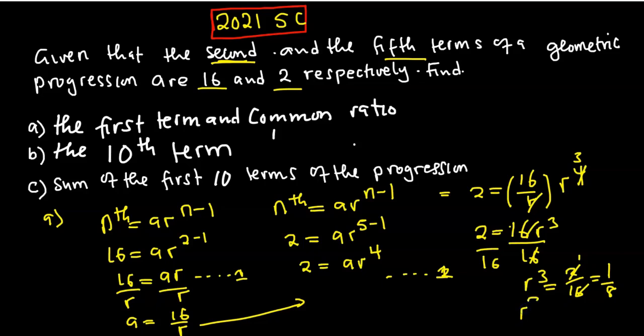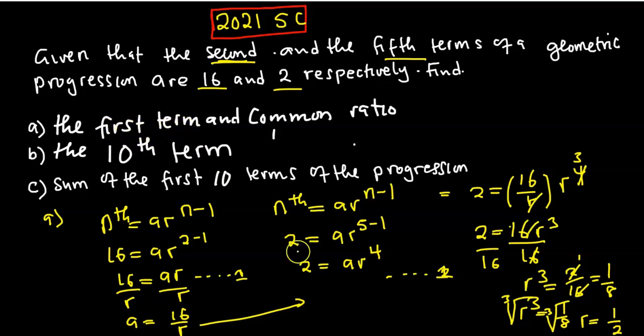So what you are seeing here, r cubed is equal to 1 over 8. What we want is r. So we are going to introduce the cube root on this side too. Therefore, our r is going to be what? Cube root of 1 is 1. Cube root of 8 is 2. So 1 over 2. So that is our value for r. So our r is 1 over 2. So we've answered the first question completely.